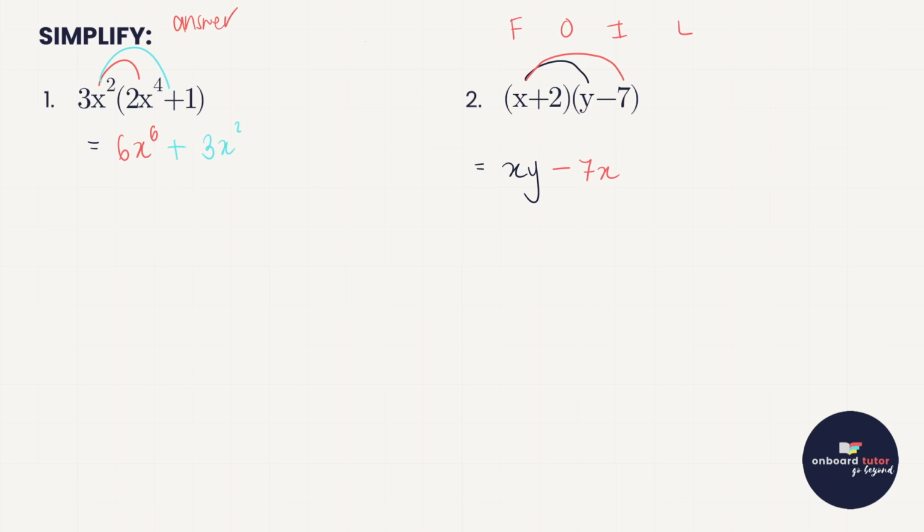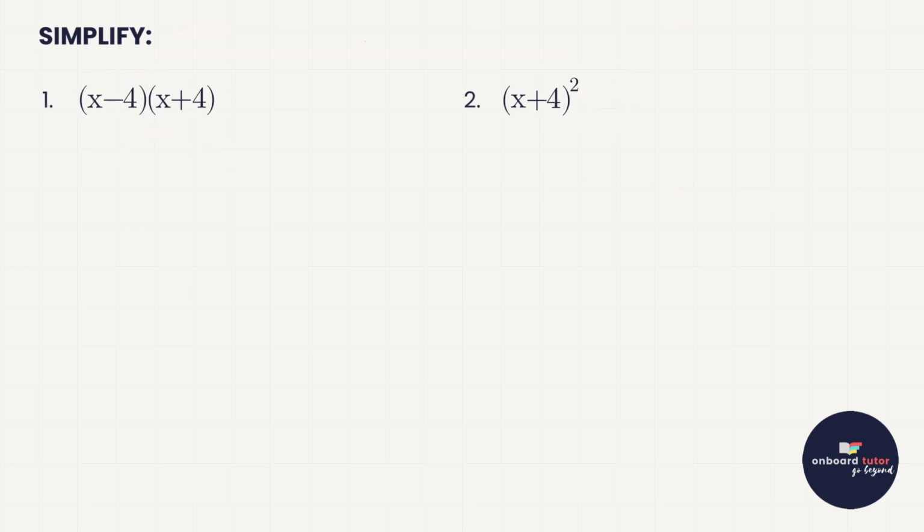Then according to FOIL, the inner terms, so we're going to have a positive 2 times y, and finally our last terms there, a positive 2 times a negative 7. Plus times minus is minus. 2 times 7 is 14. And once we have FOILed, we then check, do we have any like terms? And in this case, we don't. So those are our final answers.